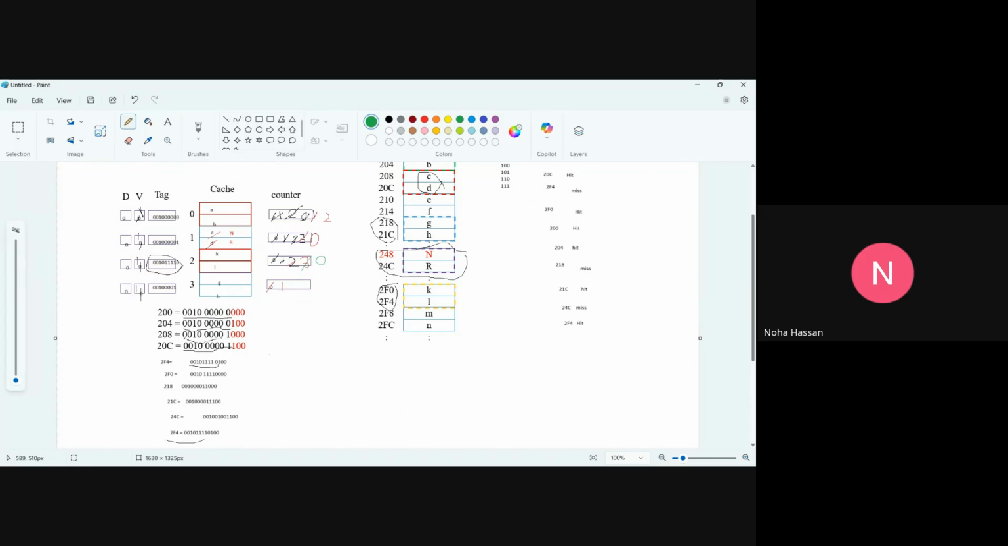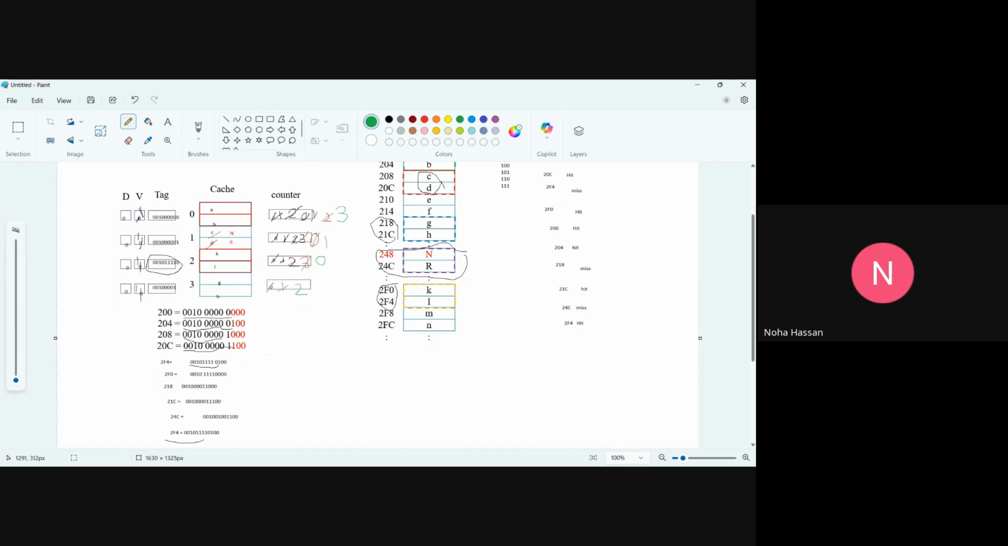And what about the other counters? They have to be incremented. This one will become 2. Okay, this one will become 1. And this one will become 3. Okay. Now we are done with the first round.